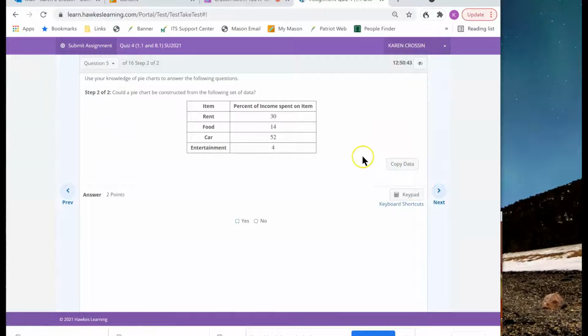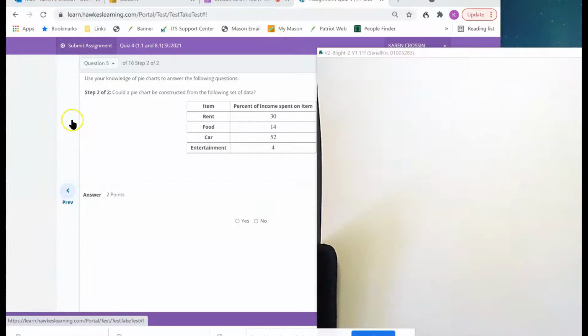So we are only on question 5 out of 16. Do you want to do all of them, or what do you want to do? This one's incredibly time consuming. All right. So, oh, this is step 2 of 2. For some reason, I was thinking it was a different problem, but I don't know why.